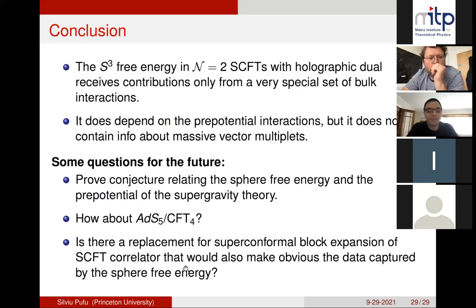So that begs the question: is there a replacement for the usual superconformal block expansion that we do in superconformal field theories that would also make obvious the data that is captured by the sphere free energy in a theory that may or may not have a holographic dual? So sorry, that's all I wanted to say. Yeah, thank you very much.